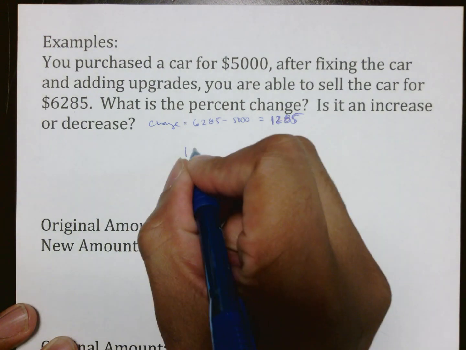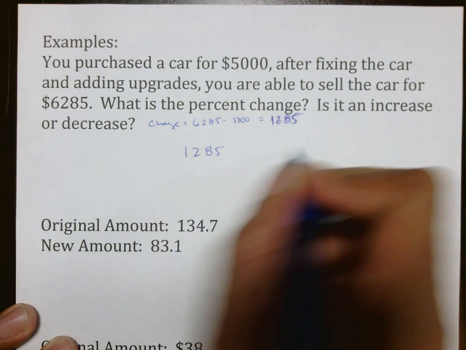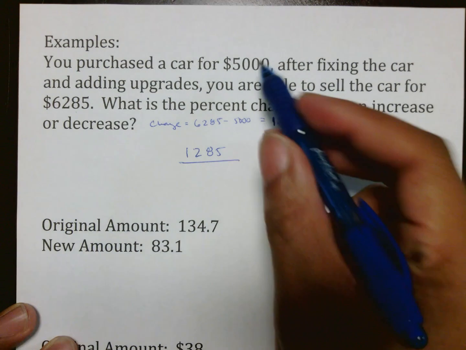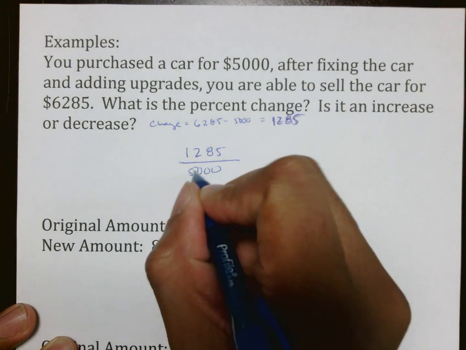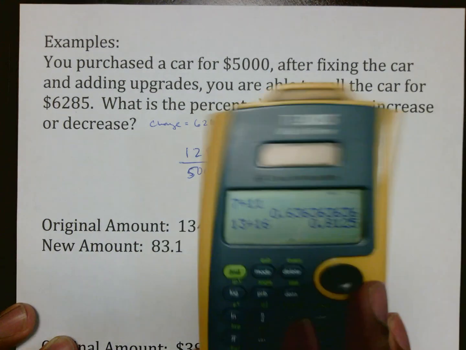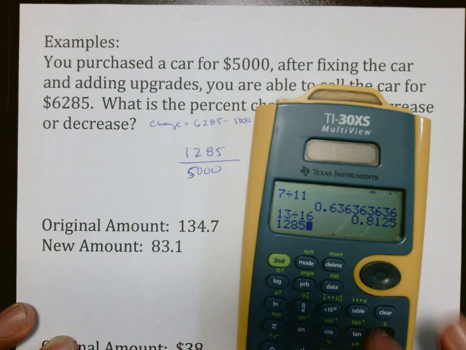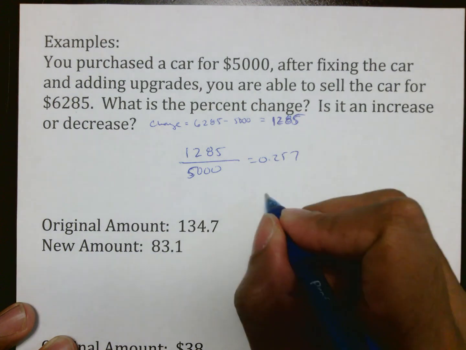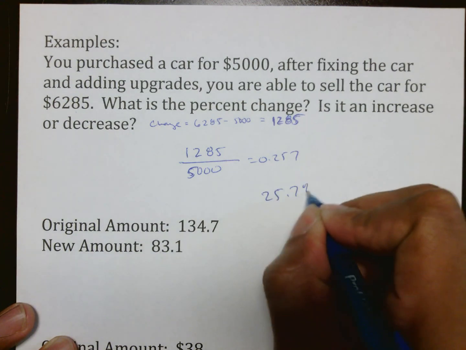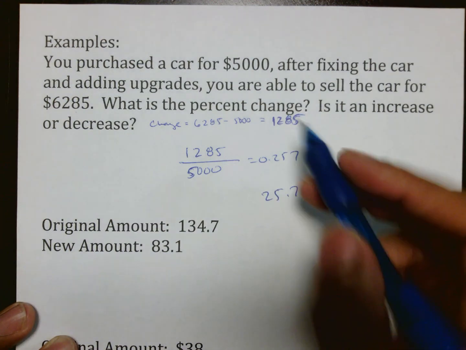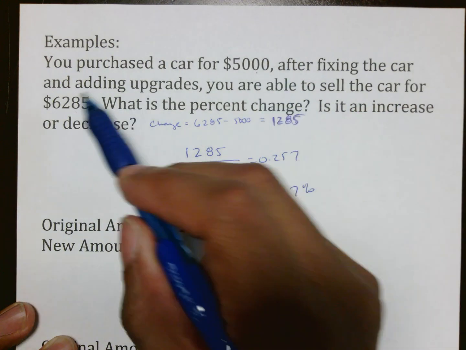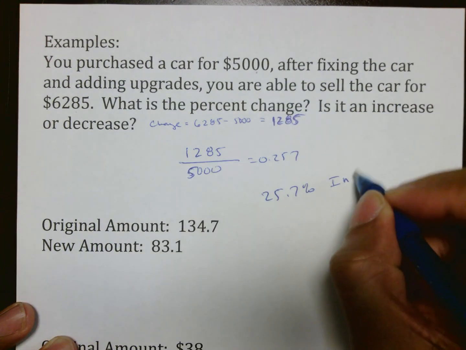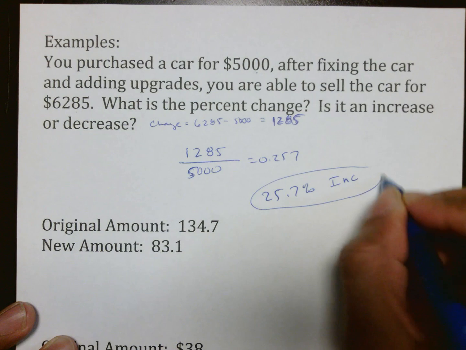And so again, the formula that we just learned is we find out how much change it was over the original. So 1,285 over 5,000 is what I'm going to do. And again, take your calculator. 1,285 divided by 5,000 is 0.257, which makes 25.7%. And again, is it an increase or decrease? Well, I started here and sold it there, so that is a 25.7% increase.